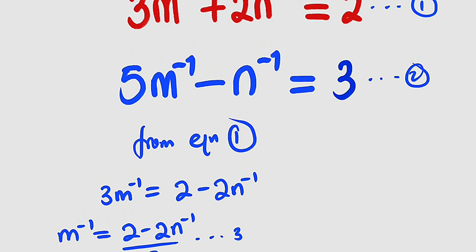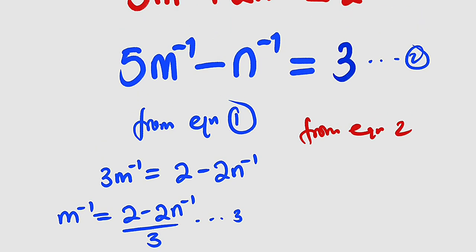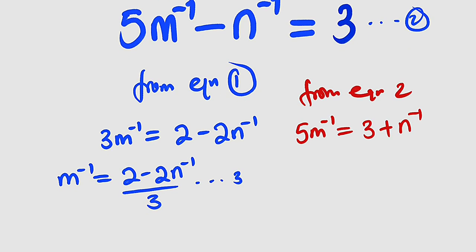Then I would like to do the same thing to equation 2. So I will say from the second equation, we have 5m to the negative 1 equal to 3 plus n to the negative 1 as negative n to the negative 1 crosses over. Divide both sides by 5. We have m to the negative 1 equals (3 plus n to the negative 1) divided by 5. This is equation number 4.